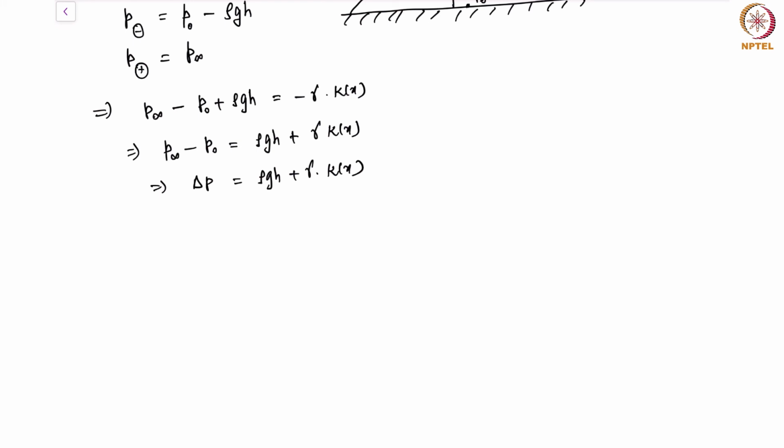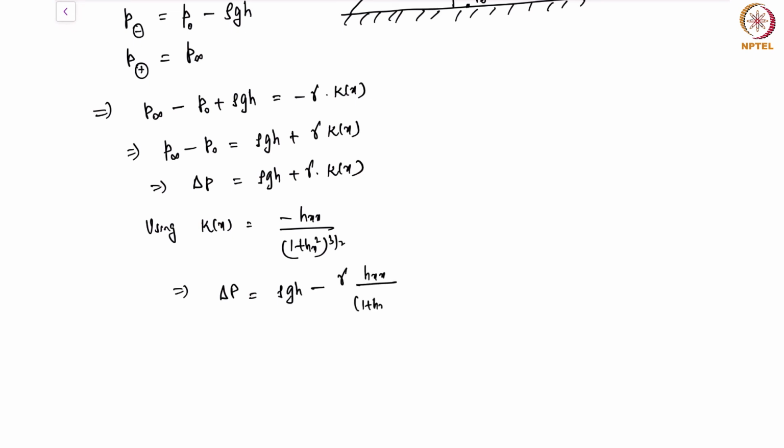So this is a very, very important result. Using the expression for this curvature, which is minus hxx by 1 plus hx square whole power 3 by 2, we now have delta P equal to rho gh minus gamma times hxx by 1 plus hx square whole power 3 by 2.